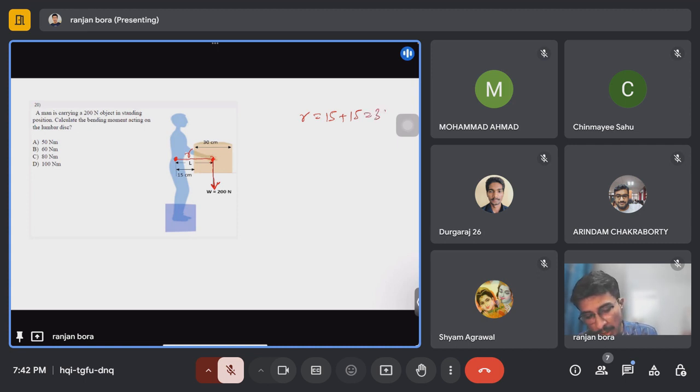Then we have moment equal to r cross F. r is 30 cross 200 Newton. So it will be in Newton centimeter. If we convert to Newton meter, it will be 60 Newton meter.